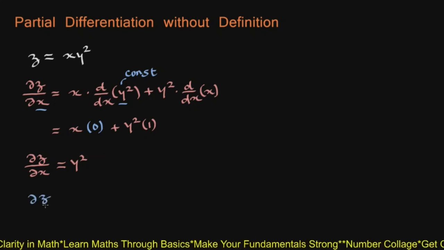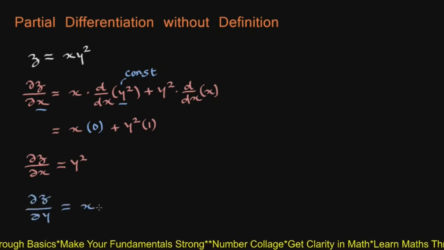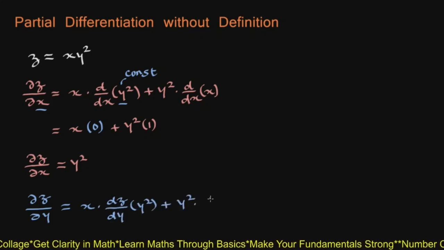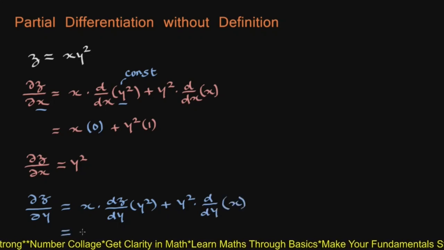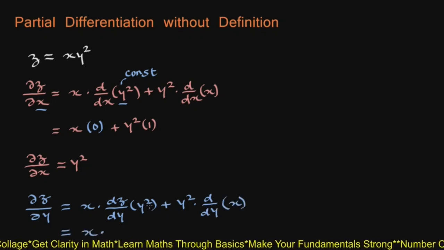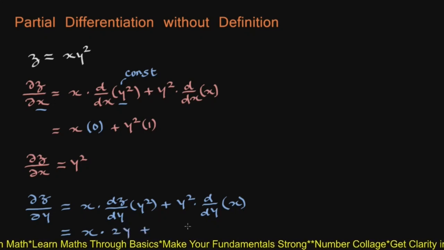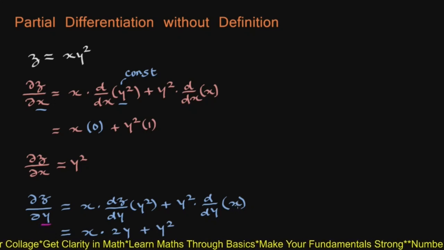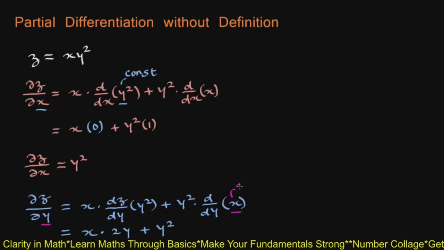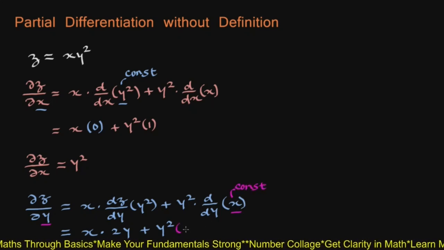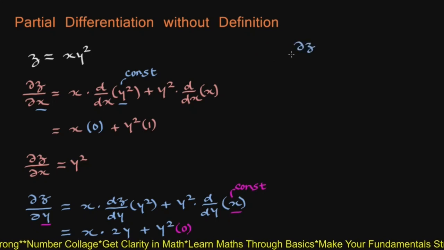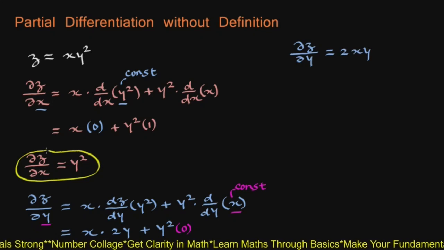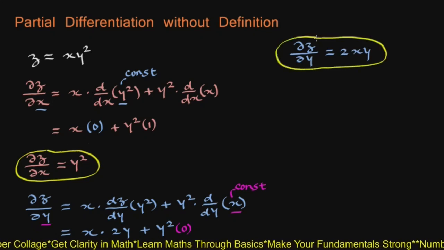Next we find ∂z/∂y. By product rule, x into d/dy of y² plus y² into d/dy of x, which equals x into derivative of y² with respect to y, 2y, plus y² into, since this is partial derivative with respect to y, we have to treat this x to be constant, and derivative of constant is 0, so here this will be 0. We get ∂z/∂y equals 2xy. So we get ∂z/∂x equals y² and ∂z/∂y equals 2xy.